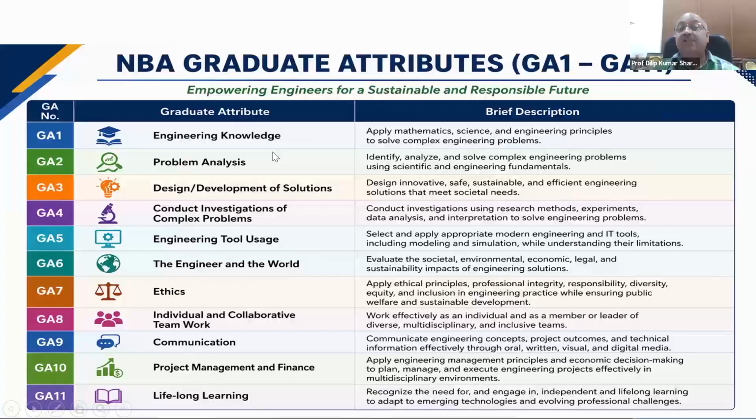So first is engineering knowledge: apply mathematics, science and engineering principles to solve complex engineering problems. So this is the first graduate attribute, and this will be mapped with the program outcome. Every course outcome will be mapped with the program outcome. Please, you can remember this. Every course outcome will be mapped with the program outcomes. So problem analysis is a graduate attribute too: identify, analyze, and solve complex engineering problems using scientific and engineering fundamentals.